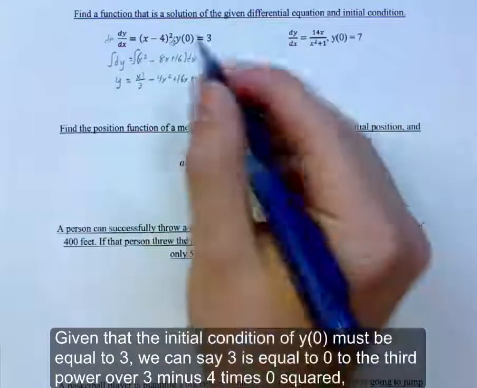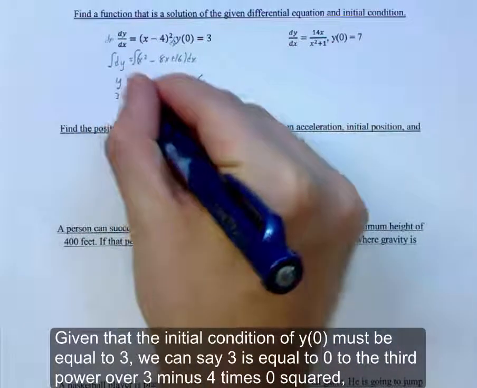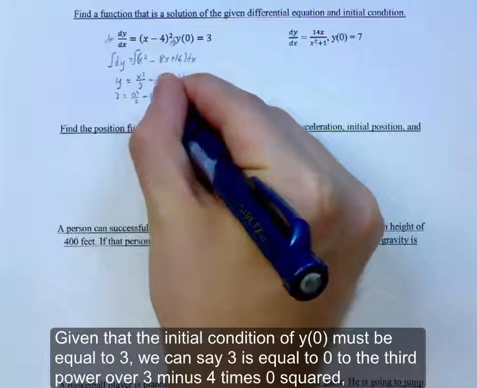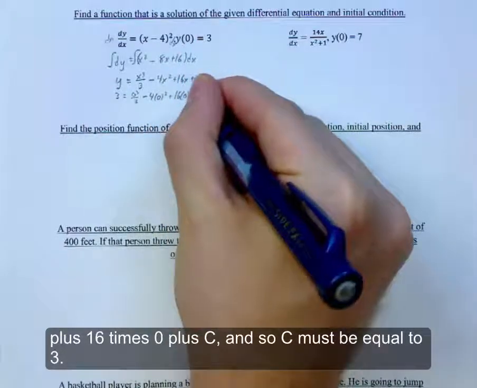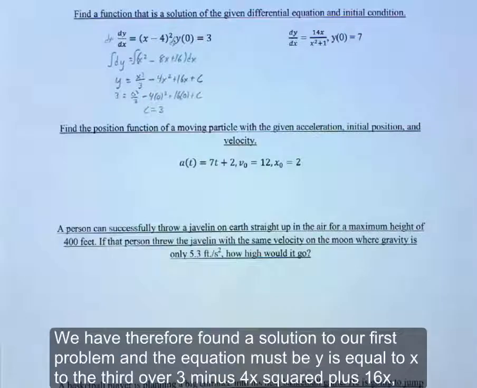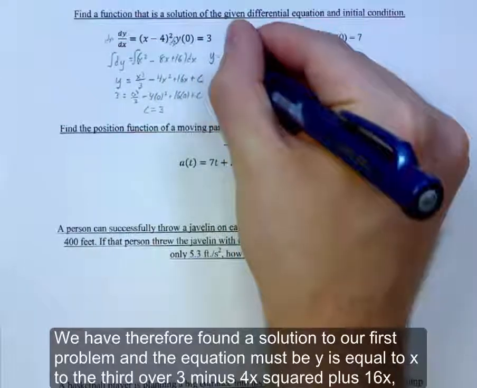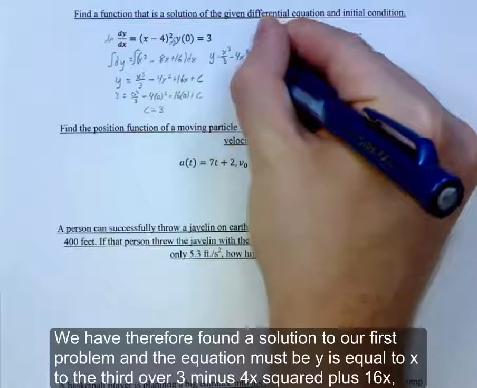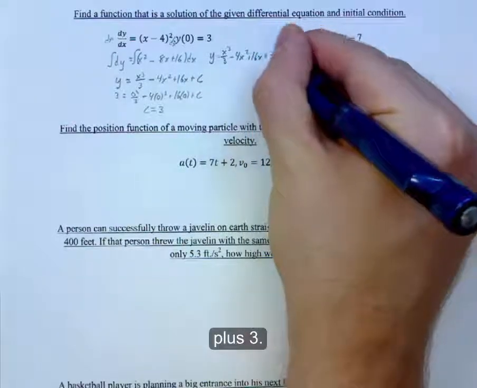Given that the initial condition of y(0) must be equal to 3, we can say 3 is equal to 0 to the third power over 3 minus 4 times 0 squared plus 16 times 0 plus c, and so c must be equal to 3. We have therefore found a solution to our first problem, and the equation must be y is equal to x to the third over 3 minus 4x squared plus 16x plus 3.